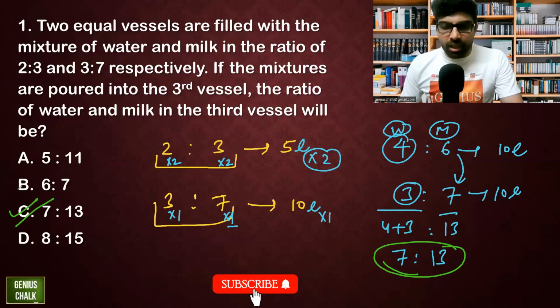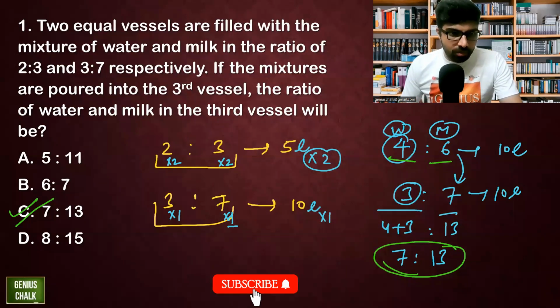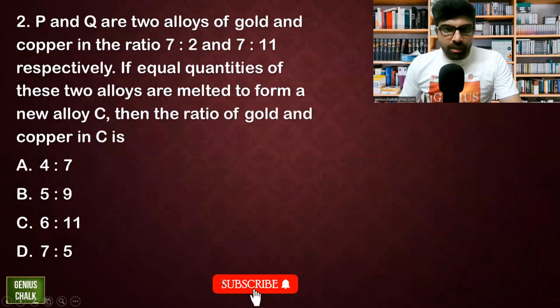So what is the learning? The learning is that we have to make the quantity equal, right? That will make our things easy. Let's start with the second.